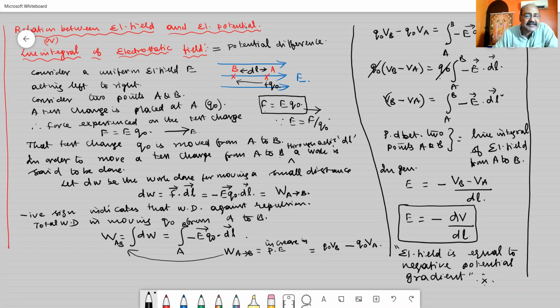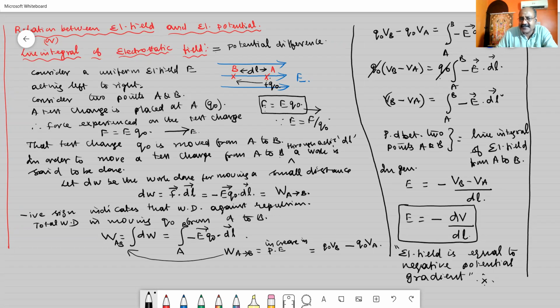In order to prove this, consider a uniform electrical field E acting from left to right, which I have represented with the help of a blue colour line. Then consider 2 points inside that electric field, A and B. The 2 points A and B are separated by a small distance called dl. Now, at the point A, you place a test charge Q naught.